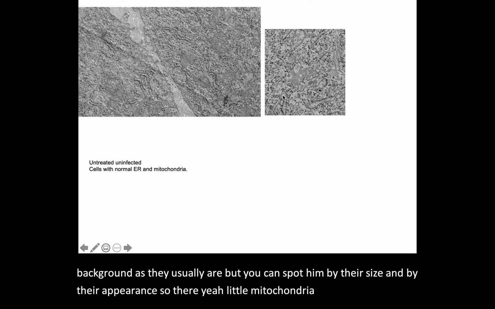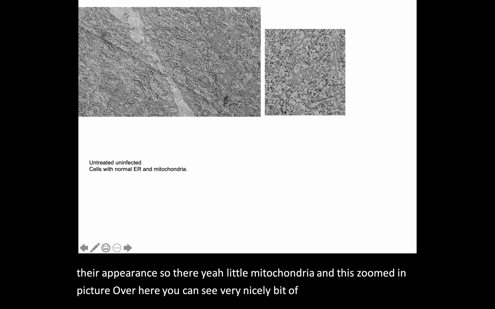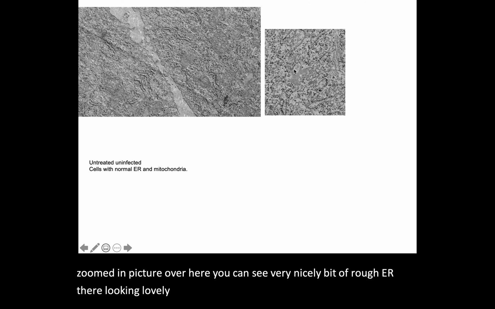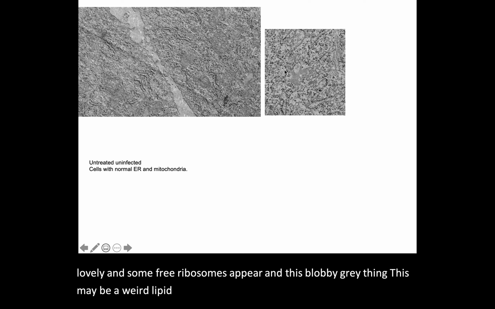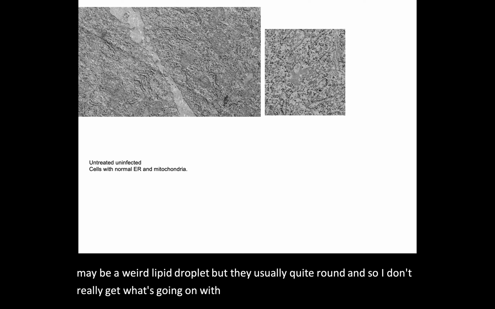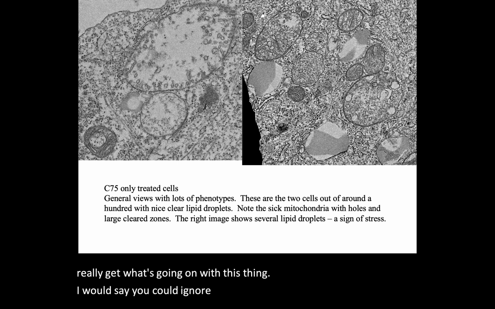And in this zoomed in picture over here, you can see very nicely a bit of rough ER there. Looking lovely. And some free ribosomes up here. And this blobby gray thing, this may be a weird lipid droplet. But they're usually quite round, and so I don't really get what's going on with this thing. I would say you could ignore that one.